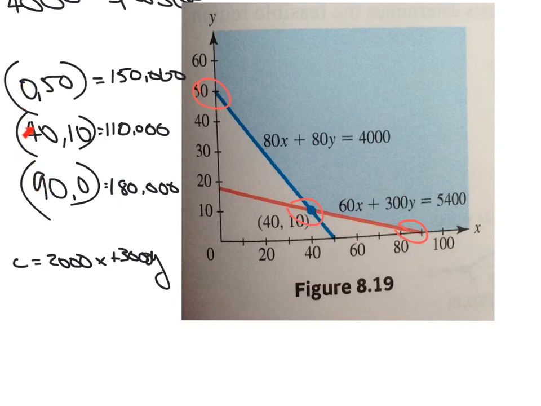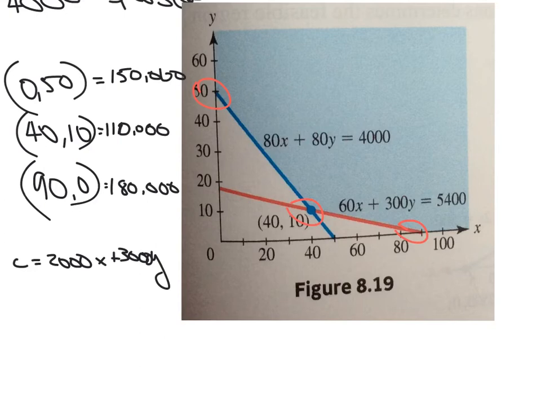Your boss is going to be a lot happier with you if you tell him, okay, we need to run the first plant for 40 hours and the second plant for 10 hours. It's going to cost us $110,000 to make the same product, whereas if we do this one, it's going to cost us $180,000. So you're saving the most money doing this. Okay, so that is in order to find the minimal cost.